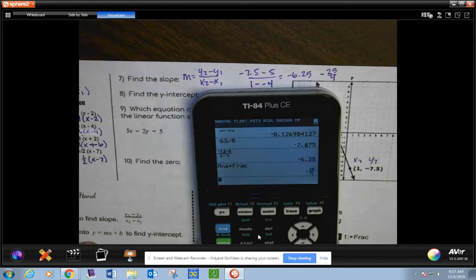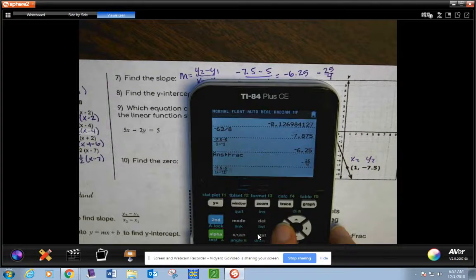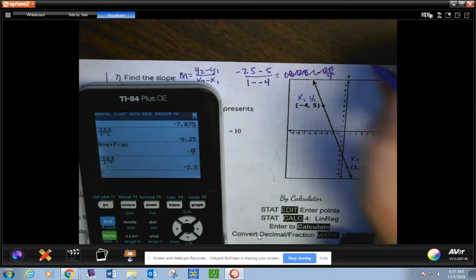Oh, hey, I have a typo on my calculator. I was wondering why that looks so weird. Let me go back and fix this. Okay, so I should have put negative 4. That looks way better now. I apologize. Sometimes I make mistakes too.